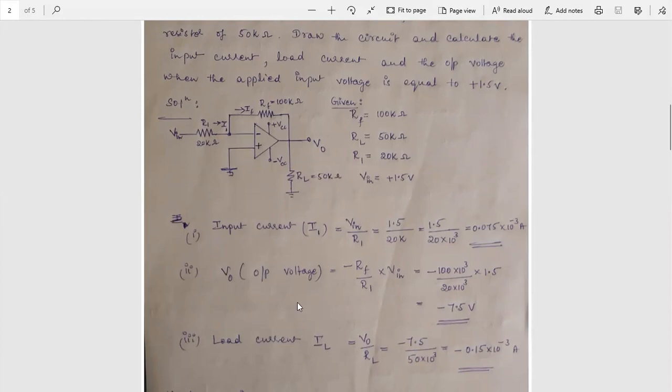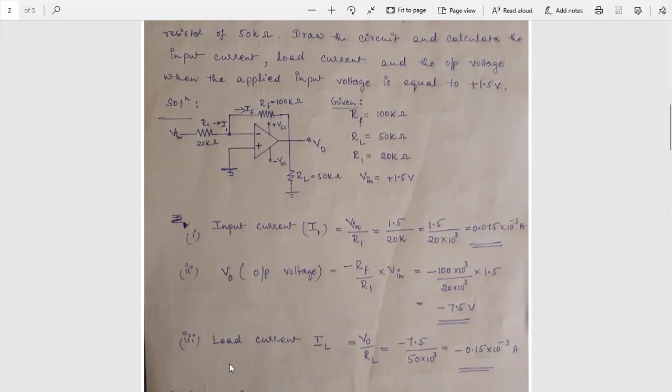so in inverting amplifier circuit, output voltage is equal to minus RF by R1 into Vin. So which is equal to minus 100 into 10 to the power 3 divided by 20 into 10 to the power 3 into Vin 1.5 volt. So is equal to minus 7.5 volts. So the output voltage V0 is equal to minus 7.5 volt.